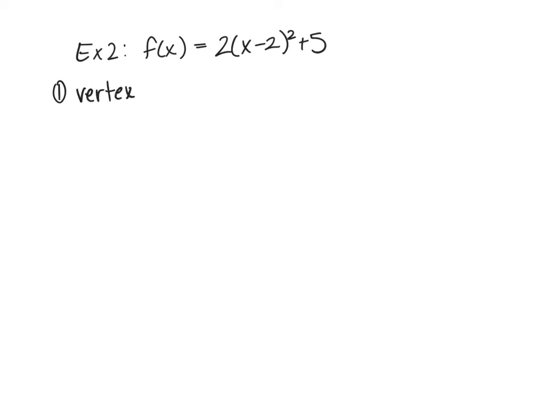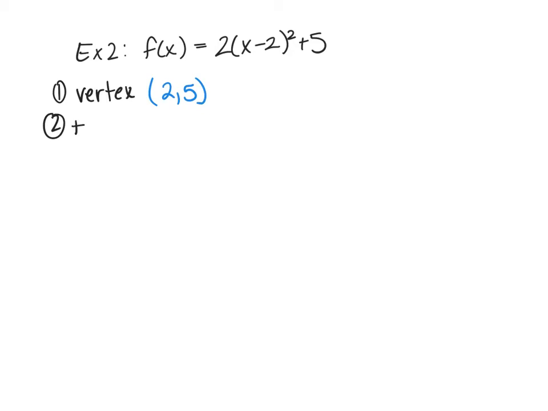And that is going to be +2, because it's the opposite sign. This is a translation to the right 2 and up 5, so the vertex will be at (2, 5). And then it's going to be steeper because it's a vertical stretch factor of 2. That's the 2 in front. But we're not going to use that to graph it. We're going to use a table.